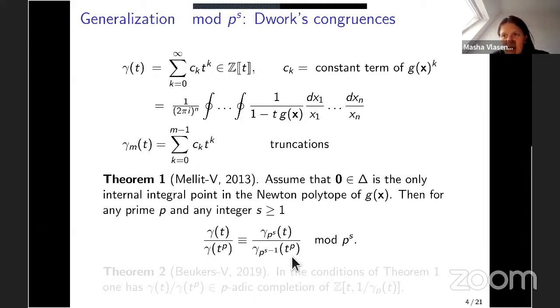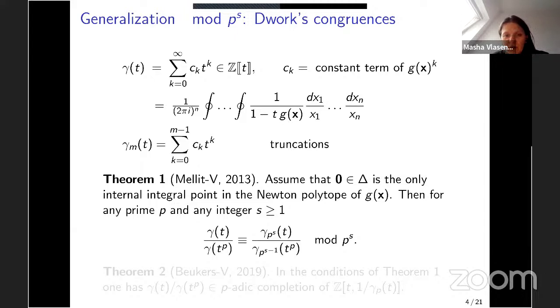So this theorem gives an explicit p-adic approximation to the ratio of our function divided by our function to t to the p. If we put s equals 1 here, then the denominator on the right side is just 1. And we have the sum of the first p terms in the numerator here. And one can easily see that this is precisely the Lucas congruence for the coefficients ck. So when s equals 1, Dwork's congruences become Lucas congruences, but here we have them for all powers of p.